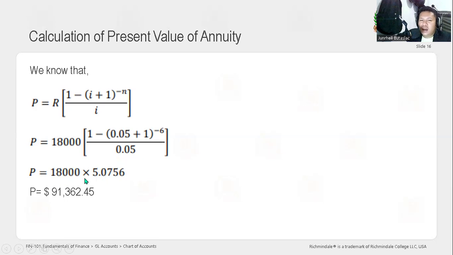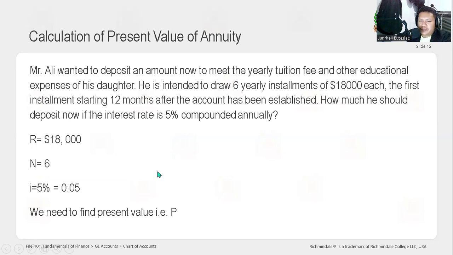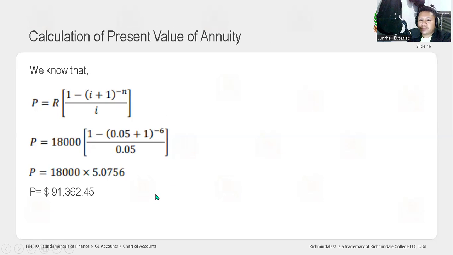Using this formula, after filling up those variables given, the answer is 91,362.45. That is our P. These are the examples of those formulas, or our topics.